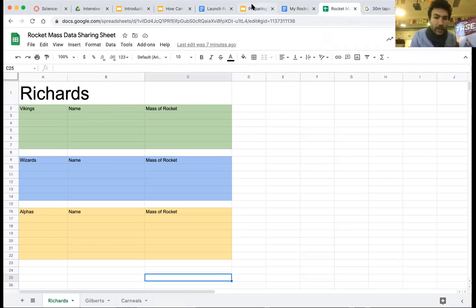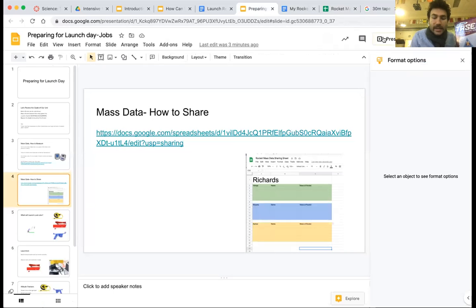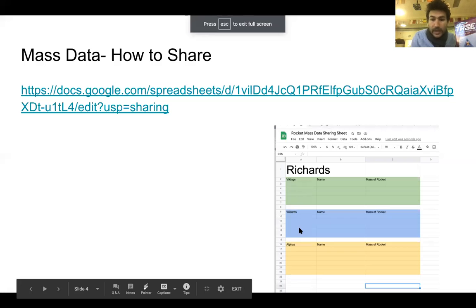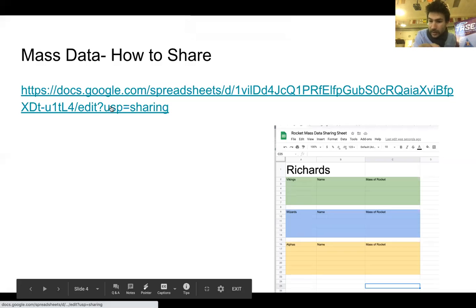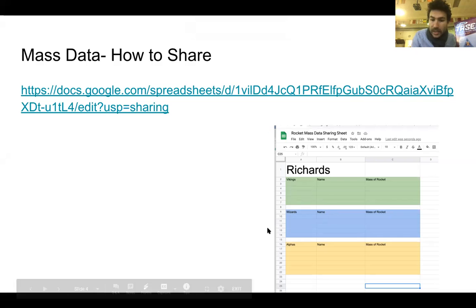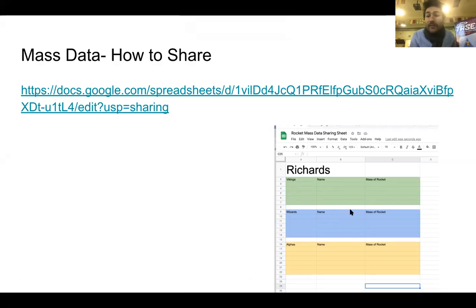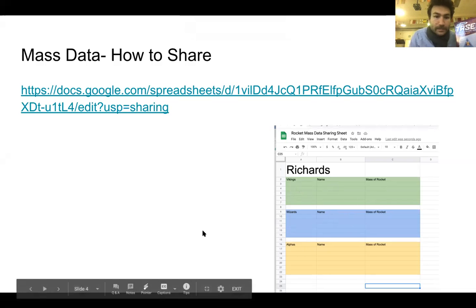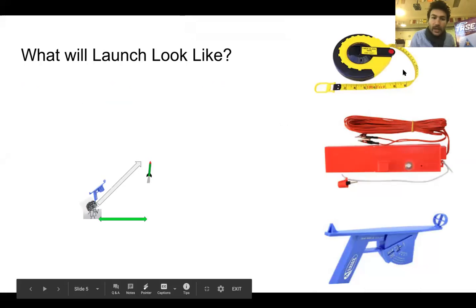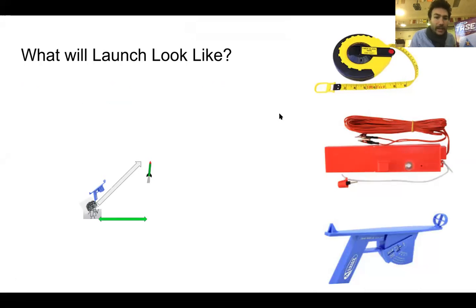Okay, where were we? Oh yeah, mass data, how to share. Eventually we will be sharing our data in a shared Google Doc. I think you might have seen the slides. It looks a lot like this. So anyone who's in Richards, say if they were in the Vikings, they'd put their name and they'd write down the mass that their rocket was. And then we'll have everybody's data, and so everyone can share it.